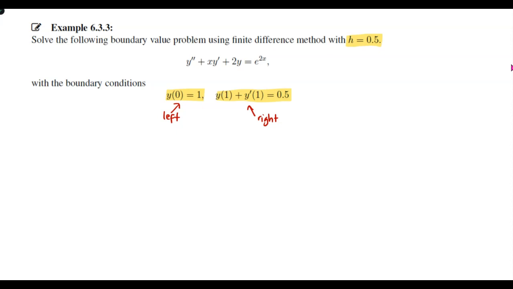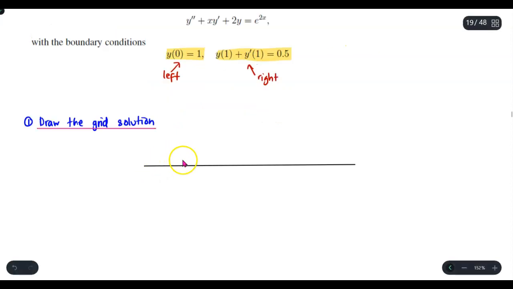All right, so your first step is to draw the grid of solution. Your first value of x, we denote as x0. Based on the boundary condition, we know that our x0 is 0. You can see by looking at your left boundary, you have y0 equals 1. So it means when x is 0, the value of y is 1.